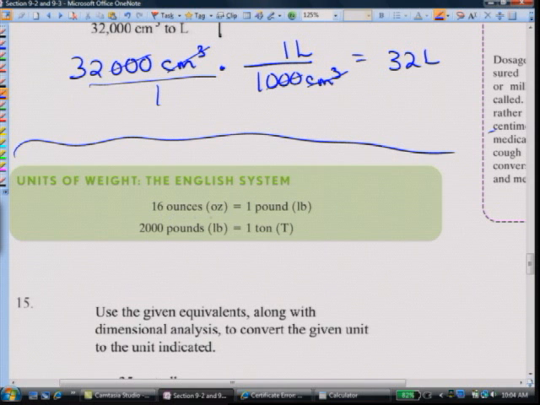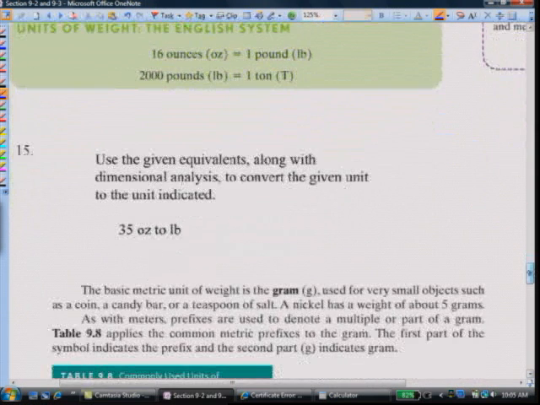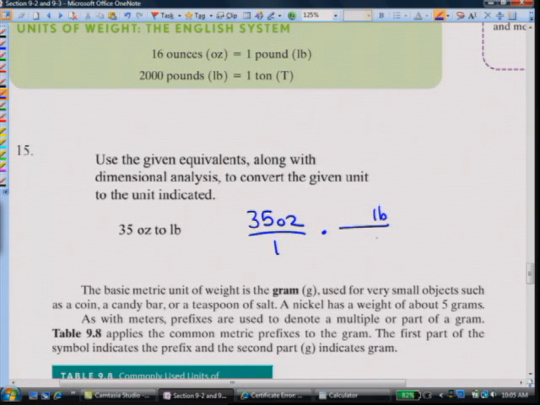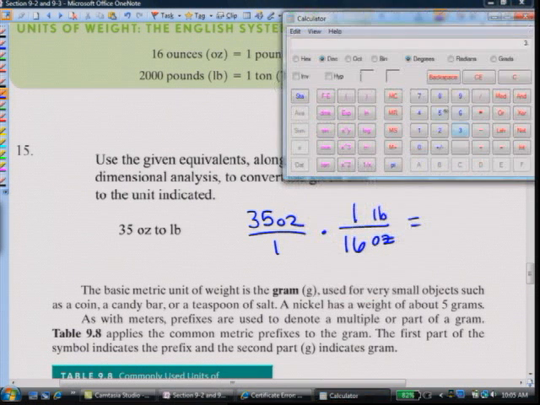All right, and now there are 16 ounces in 1 pound, and there are 2,000 pounds in a ton. Use the given equivalents along with dimensional analysis to convert the given unit to the indicated. So 35 ounces over 1, we need to get to pounds. So we want pounds on top and ounces on the bottom. And we know that there are 16 ounces in 1 pound. So we will divide 35 by 16.